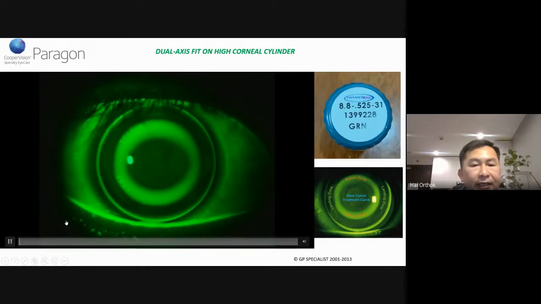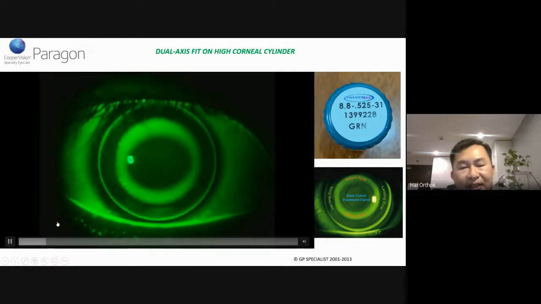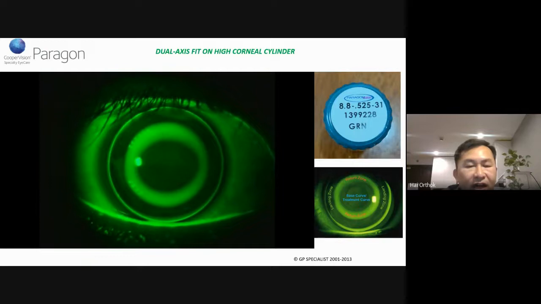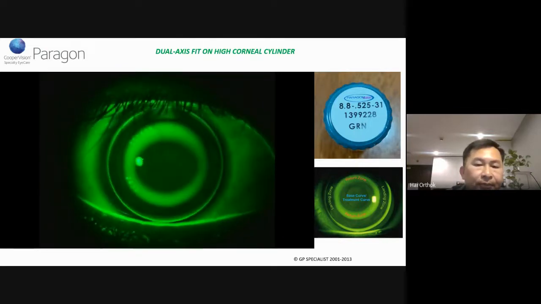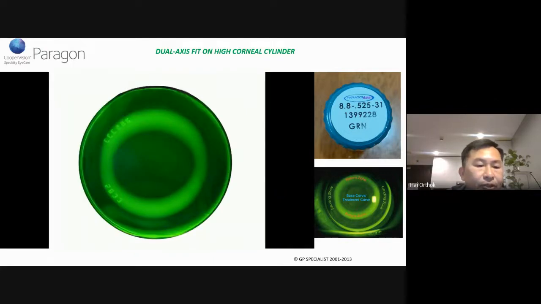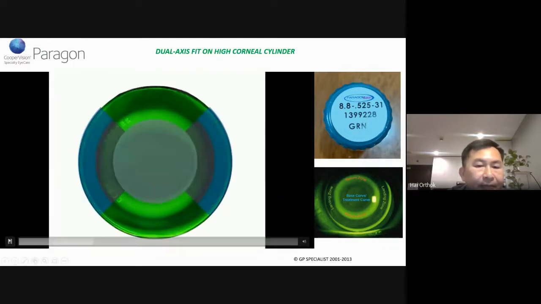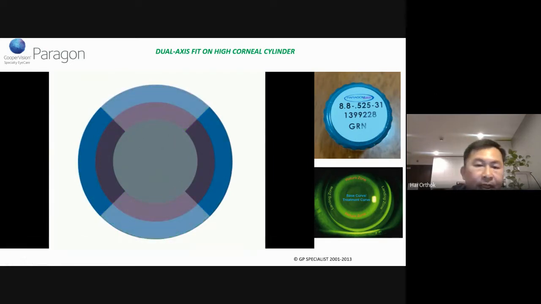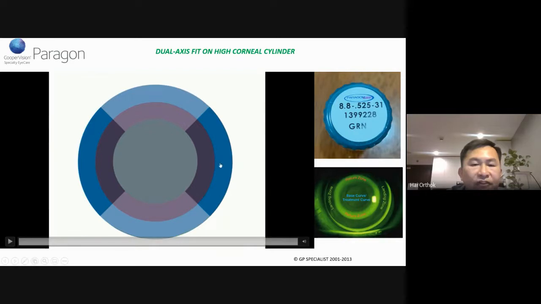And here, this is when we change the toricity on the lens, it has a steepened area at 6 and 12 o'clock. This area is deeper and the lens centers very well. And the design of the toricity is very much the same as you see on the cornea structure. So it's steep on the line part of the color right here, 6 and 12, and it's flatter on this horizontal meridian.